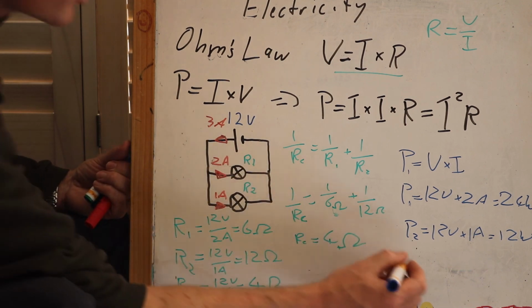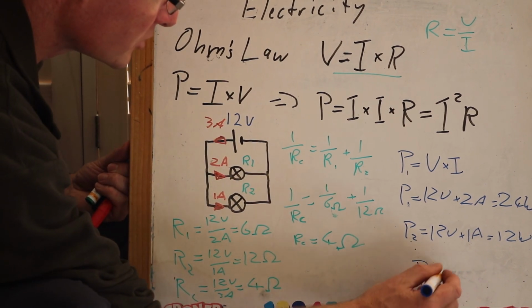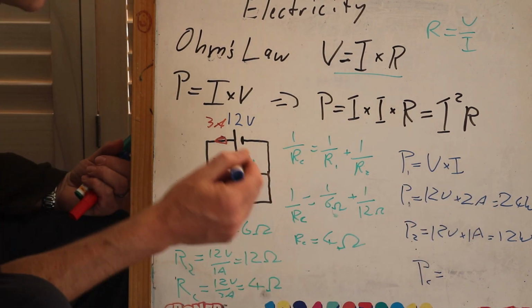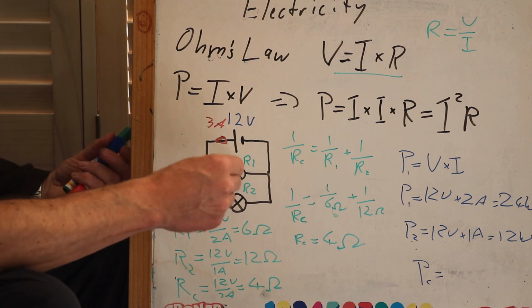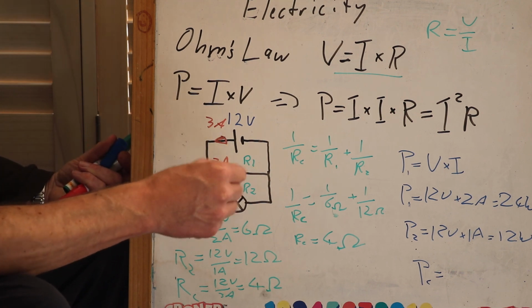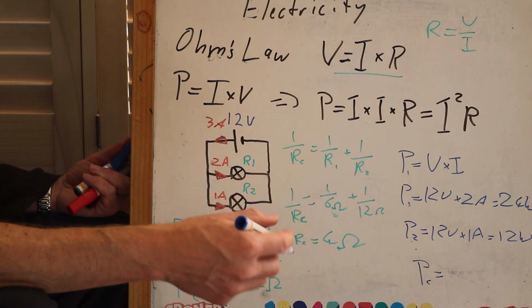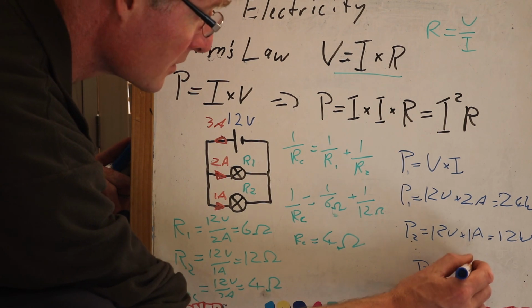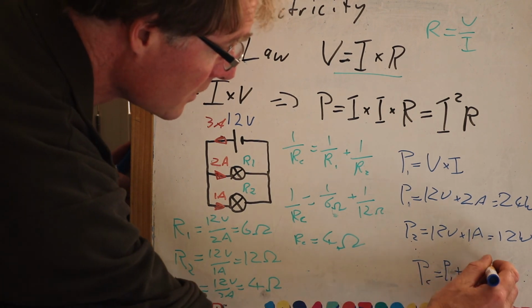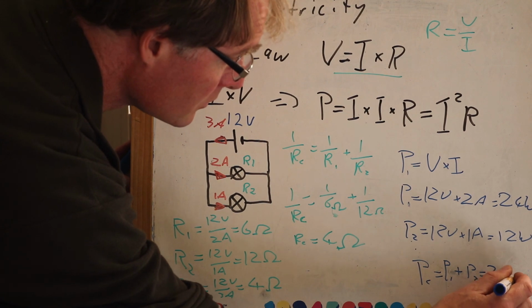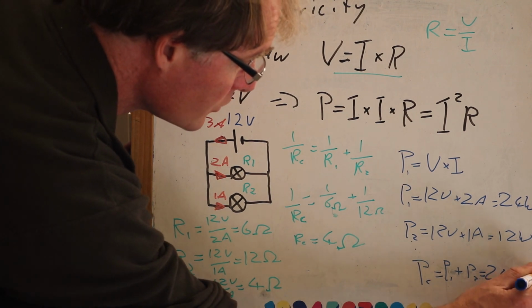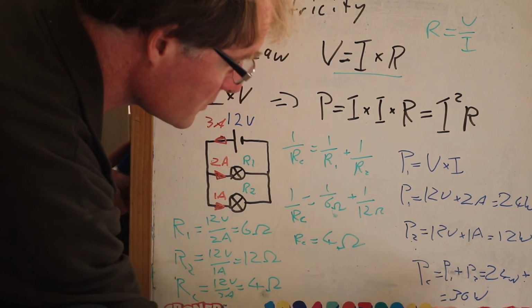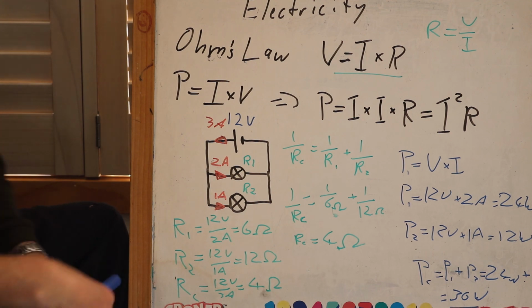The power of the circuit, how much energy is converted by the circuit as a whole: 24 watts, 24 joules per second given off by this bulb, 12 by this. So the supply power, or the circuit power, equals power 1 plus power 2 equals 24 watts plus 12 watts equals 36 watts. I really hope that made sense.